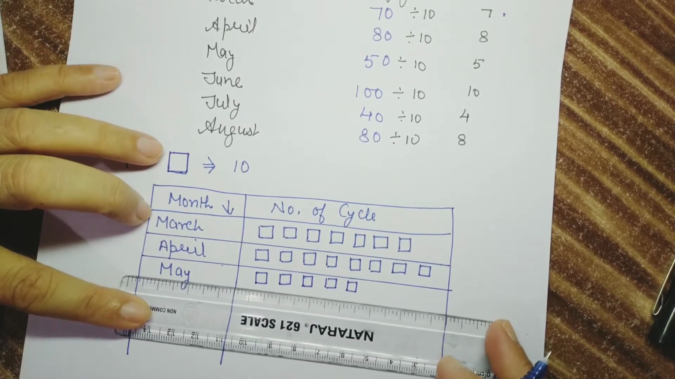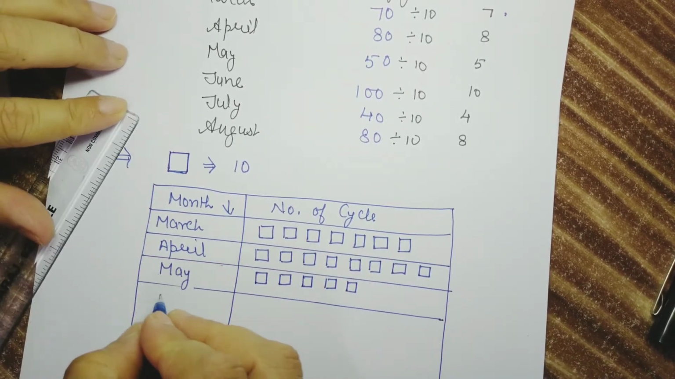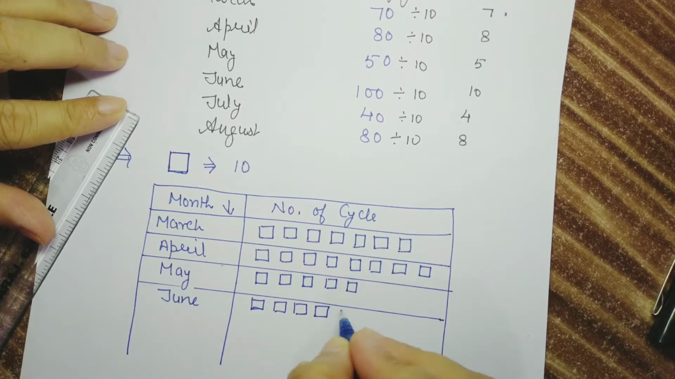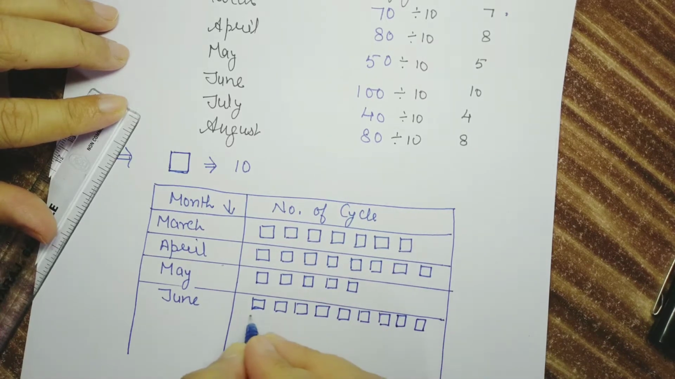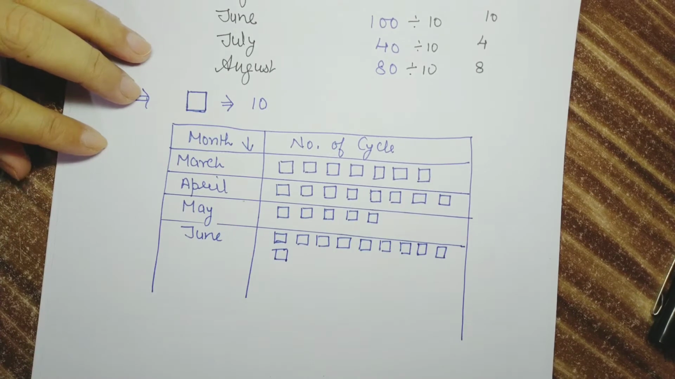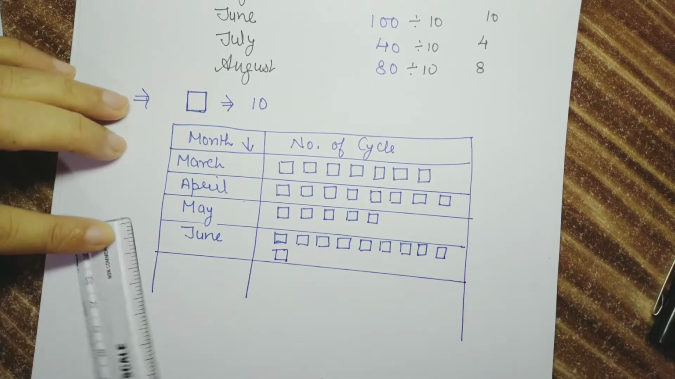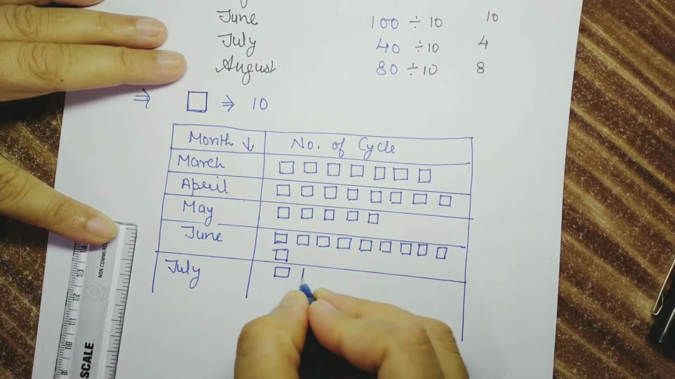After May, they have given June. In June month, 100. 100 means 10 pictures we have to draw. 1, 2, 3, 4, 5, 6, 7, 8, 9 and 10. After June, July. So we draw this line to close this June month. Then after, July. In July 40, that means 4 pictures we have to draw.